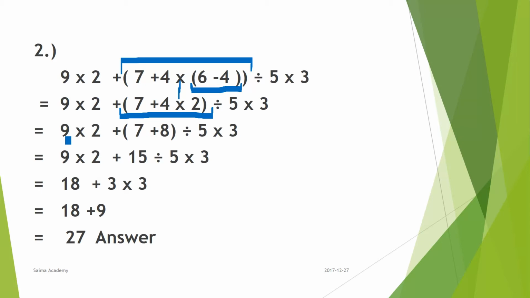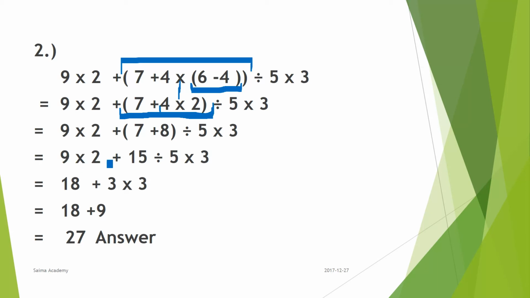So write down as it is 9 multiplied by 2 plus. So what will you do first? 7 plus 4, 11, and then 11 multiplied by 2, which will be equal to 22. And this is wrong. Why? Because in PEMDAS, first multiplication comes, then addition. So you have to multiply first, 4 multiplied by 2. Do not add 7 plus 4 first. Follow PEMDAS: parenthesis, exponent, multiplication. So 4 multiplied by 2 is equal to 8, and then write down divided by 5 and 3. Step by step. Do not jump quickly from here to here. Step by step we will do.